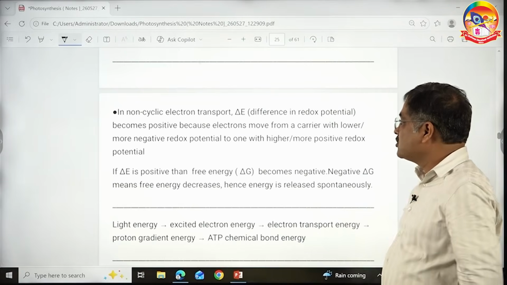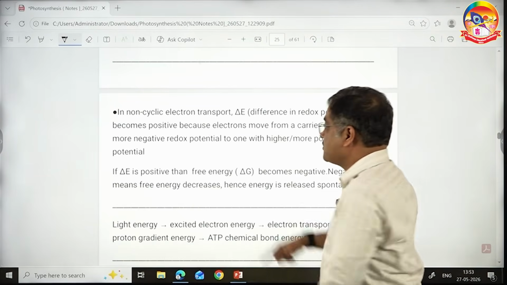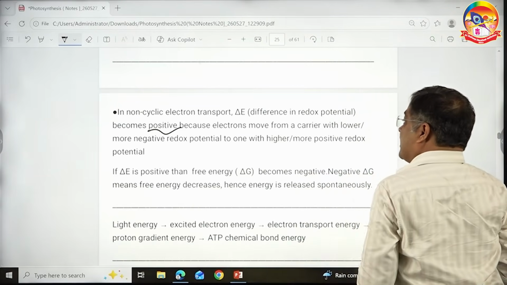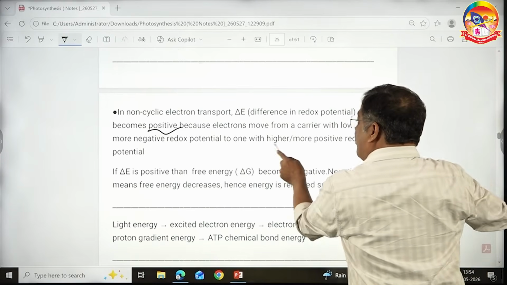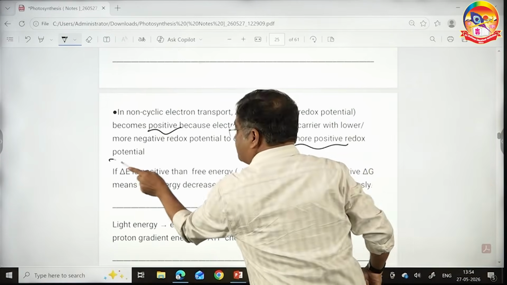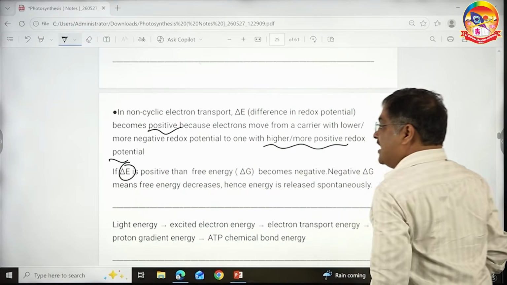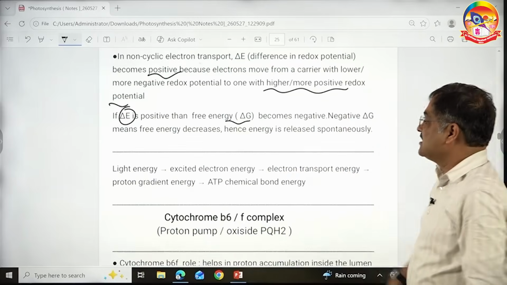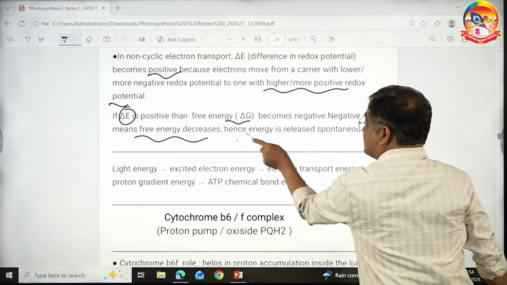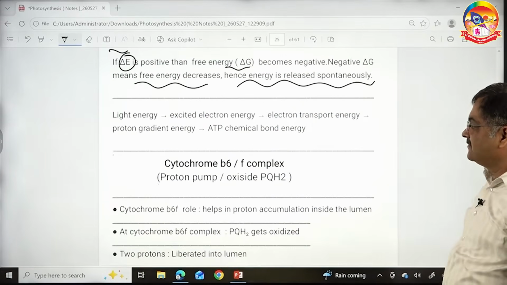In non-cyclic electron transport, delta E, the difference of the redox potential, is positive because electrons move from a carrier with lower or more negative redox potential to one with higher or more positive redox potential. If delta E is positive, then delta G, the free energy, will be negative. Negative delta G means the free energy decreases, hence energy is released spontaneously.